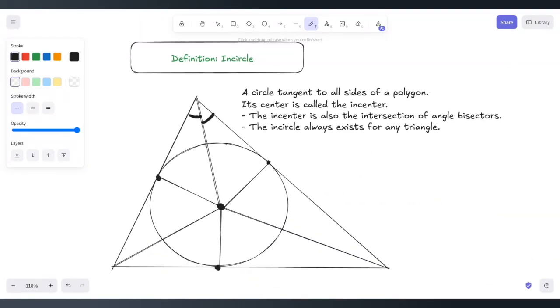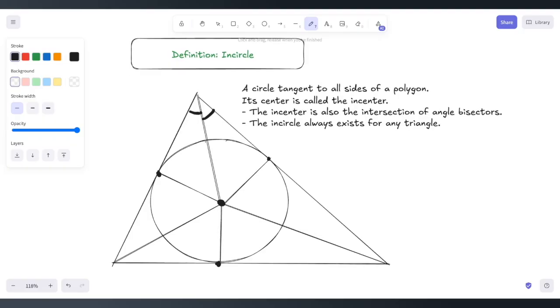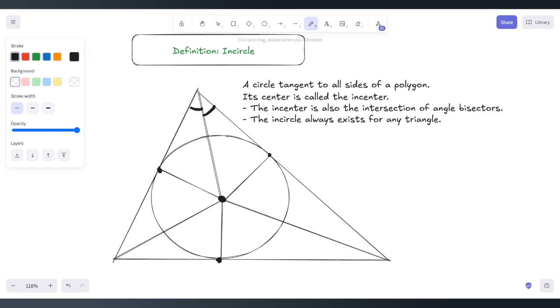Now we finally get to the definition of an incircle. The incircle is a circle tangent to all sides of a certain polygon. It always exists for any triangle, but it may not exist for polygons with more sides. Its center is called the incenter, which is also the intersection of the angle bisectors.